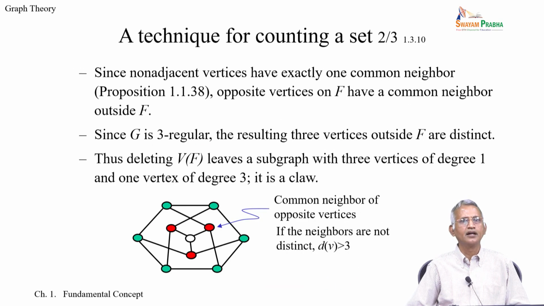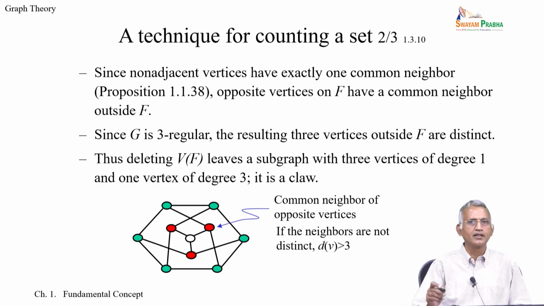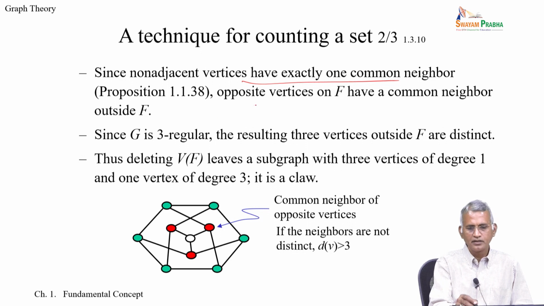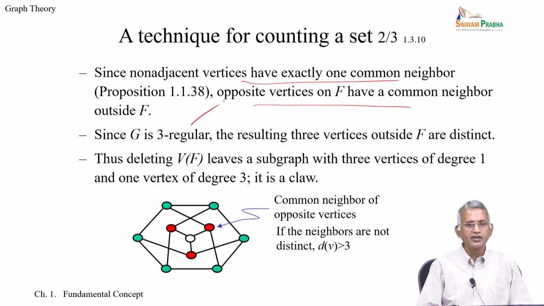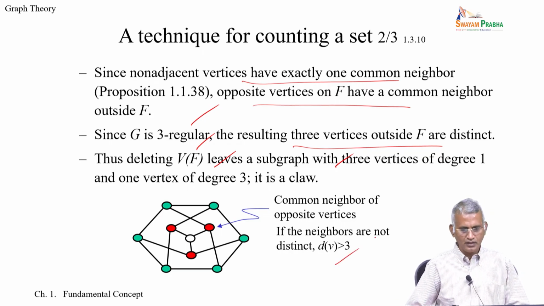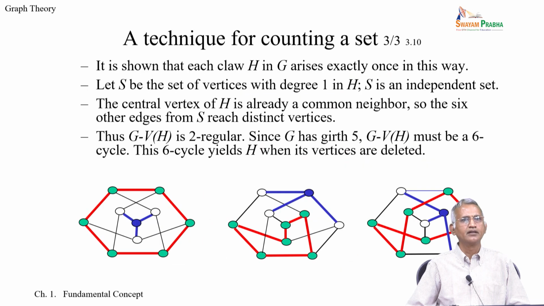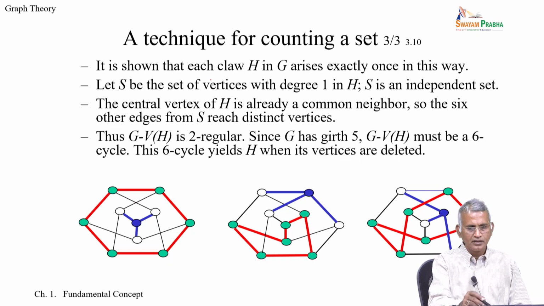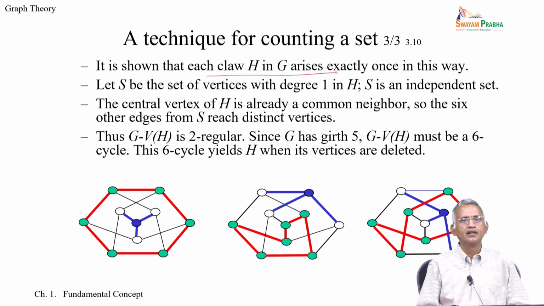Another counting step: non-adjacent vertices have exactly one common neighbor, and opposite vertices of F have a common neighbor outside F. Since G is 3-regular, the resulting 3 vertices outside F are distinct, and deleting the vertices of F leaves a subgraph with 3 vertices of degree 1 and 1 vertex of degree 3, therefore it is a claw. If the neighbors were not distinct, the degree of v would be greater than 3. So, in this counting technique, each claw H in G arises exactly once.